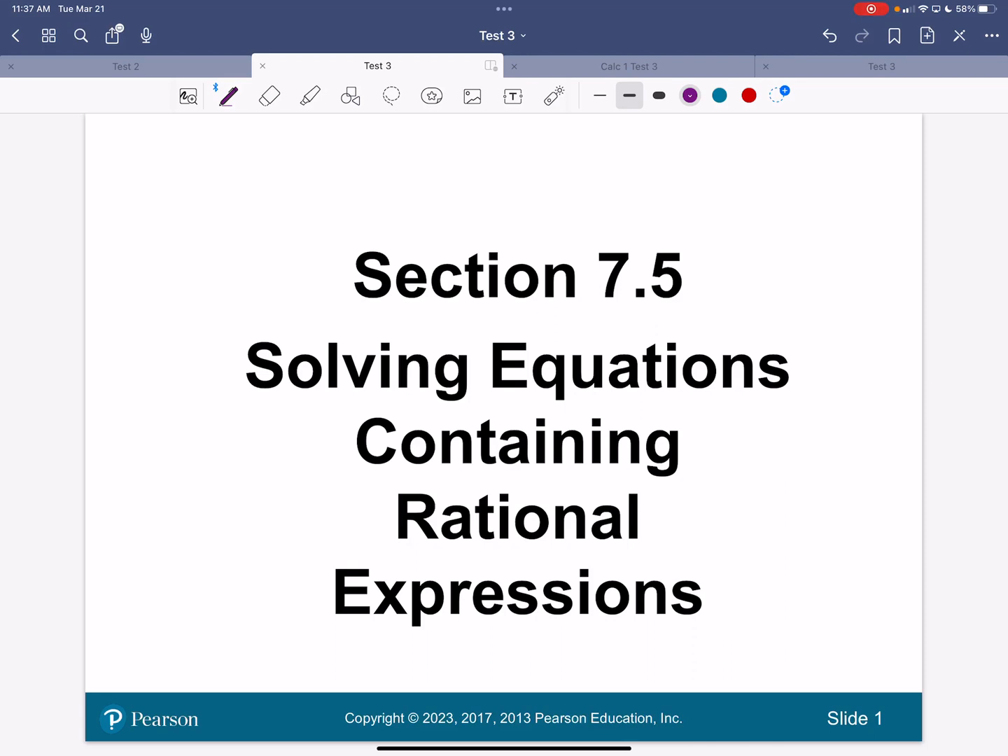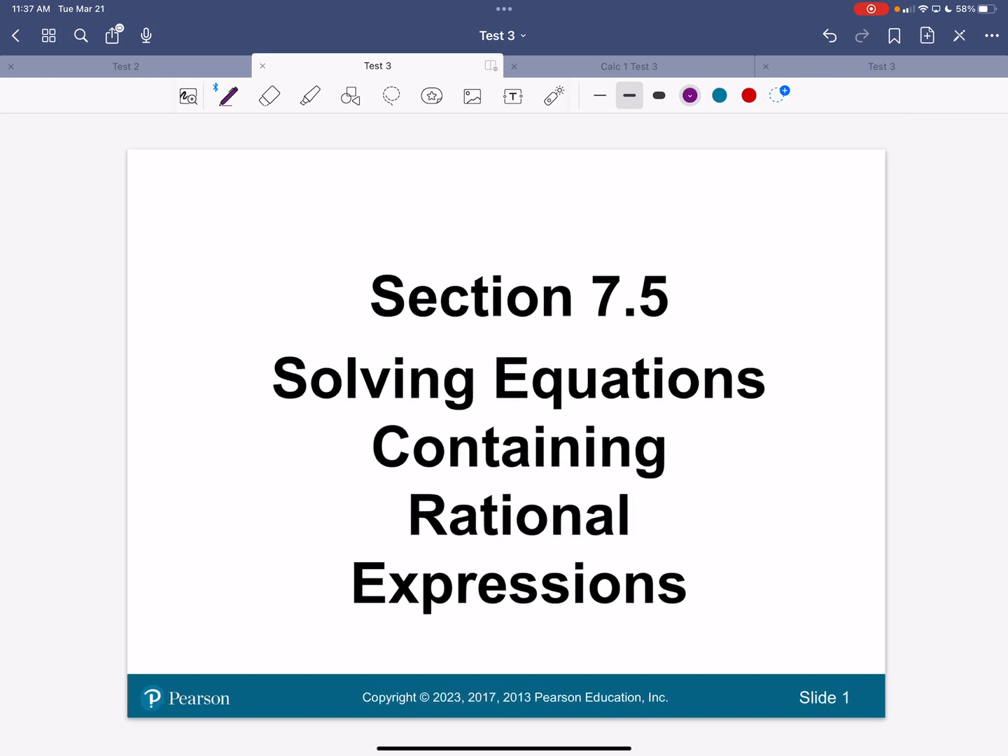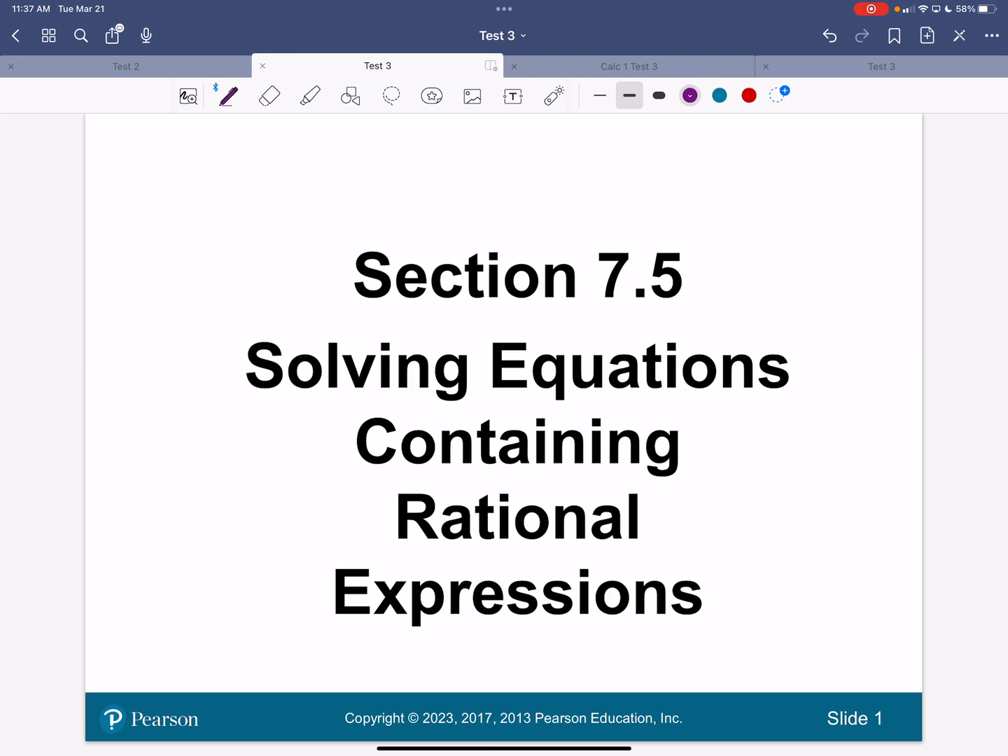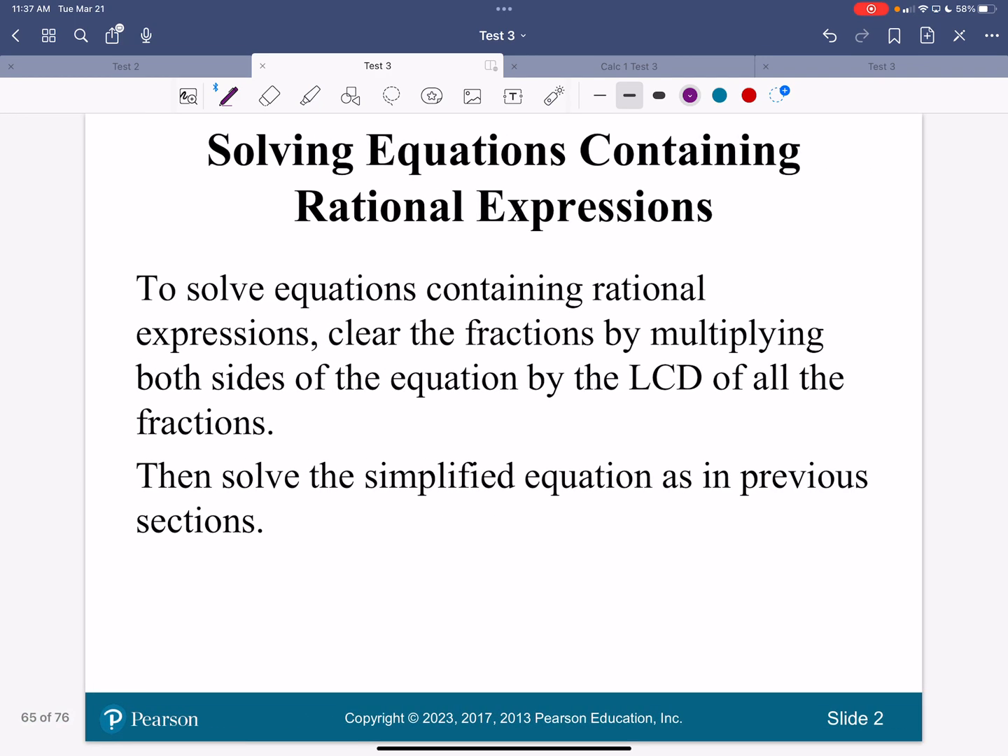So this is section 7.5, and we are solving equations with rational expressions. That means all of the fraction rules that we've been talking about, we've got to carry those over into this part. Here, solving equations containing a rational expression.